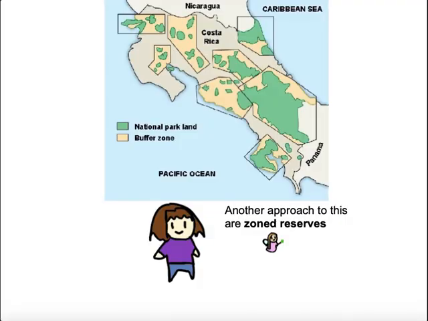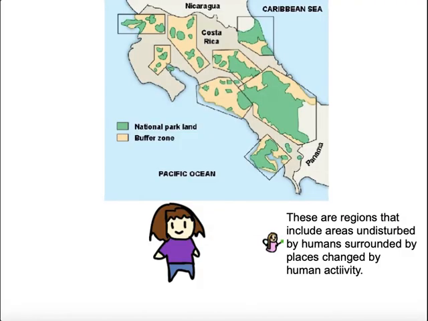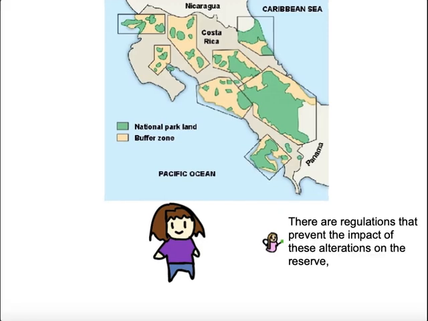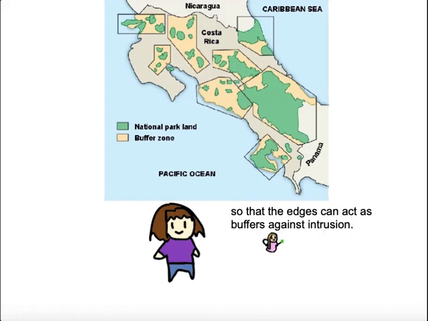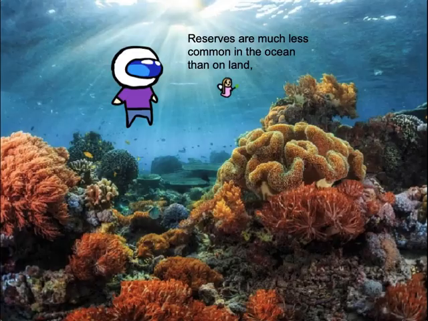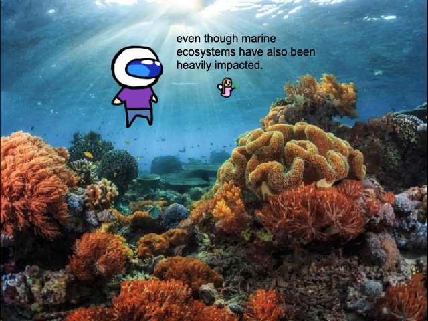Another approach to this are zoned reserves. These are regions that include areas undisturbed by humans surrounded by places changed by human activity. There are regulations that prevent the impact of these alterations on the reserve, so that the edges can act as buffers against intrusion.